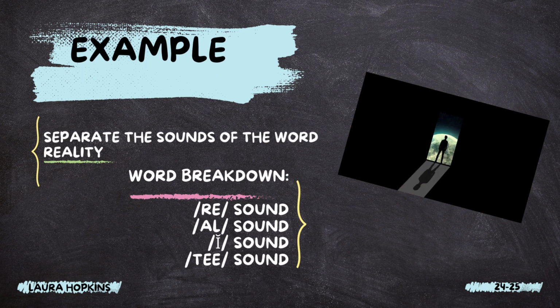The last example is when a student sees the word reality. He or she should be able to identify and say each sound separately. This means that he or she should be able to say the re sound, the al sound, the i sound, and the t sound to another person that makes up the word reality.